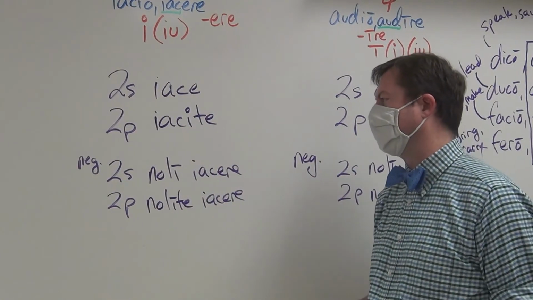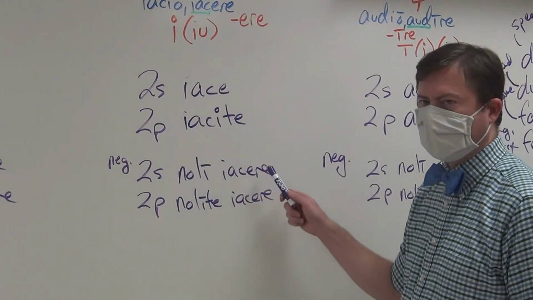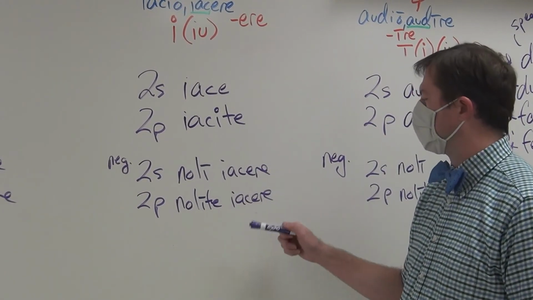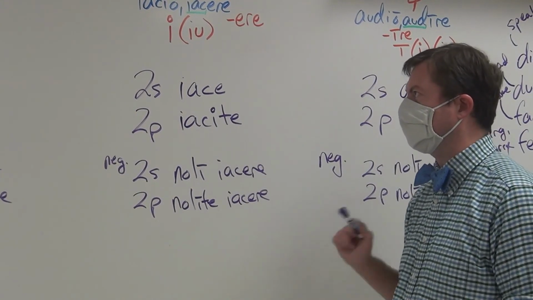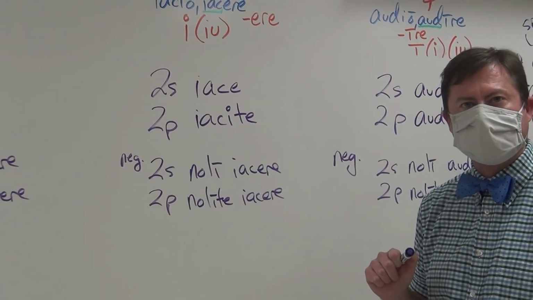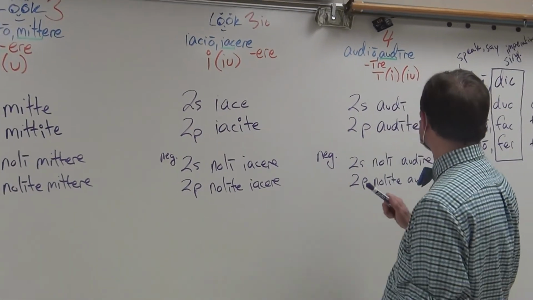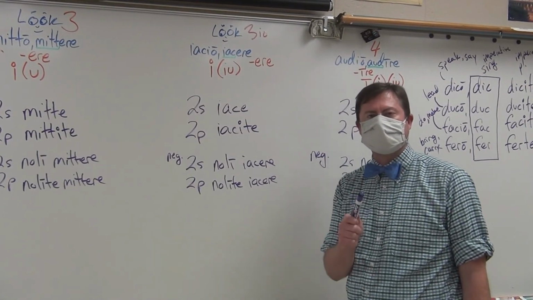And then of course for the negatives, noli plus the infinitive to one person: noli iacere, don't throw. And to the plural, nolite plus the infinitive: nolite iacere, don't throw. And so forth and so on. Your last nut is a cashew. Hopefully you now know your imperative forms as well. Good luck with the tons of quizzes and assessments that will be coming your way.